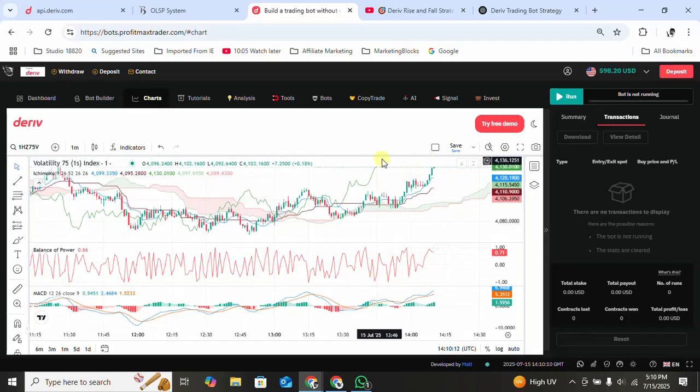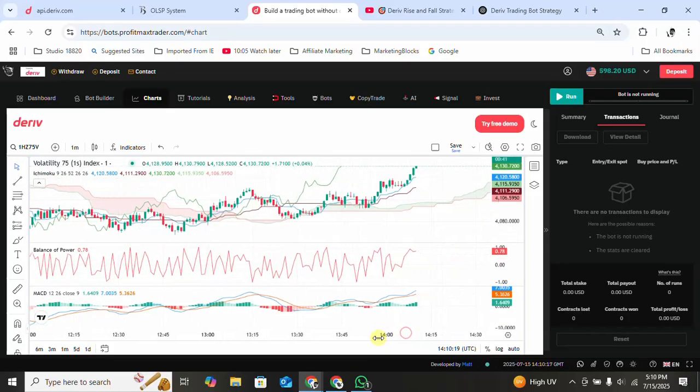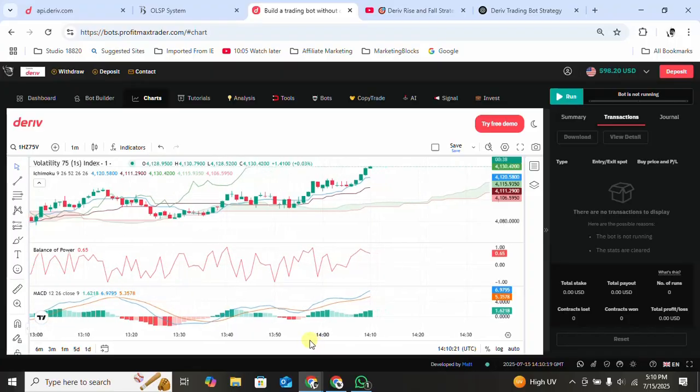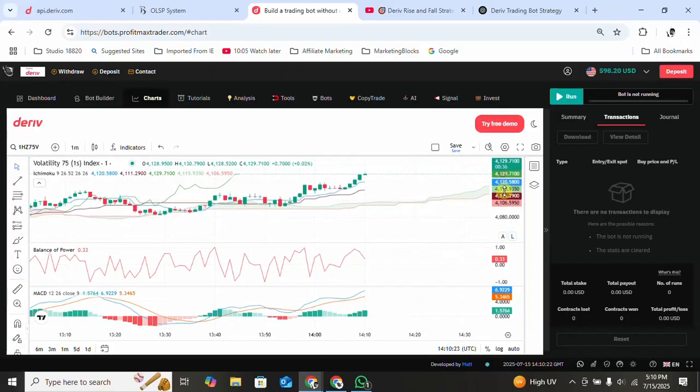Basically we are looking for a rising entry. That is how you can quickly know that you are going for a rising entry. Okay, and then once you've done that, let me zoom it out so at least we can see it clearly.